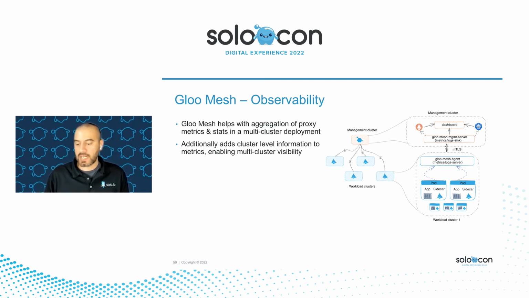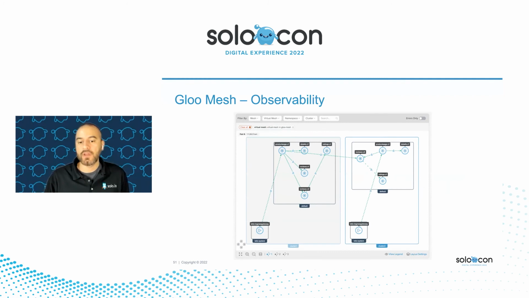The end result of that is we can do things like our service graph, which allows you to track your service flow, your network graph, but it also is cluster aware. So in this example, we have cluster 1 and cluster 2, and you can see the traffic flowing across both of the clusters in this mesh.